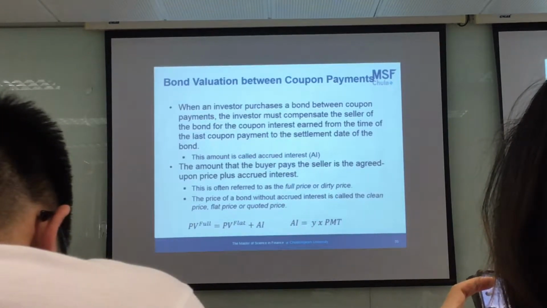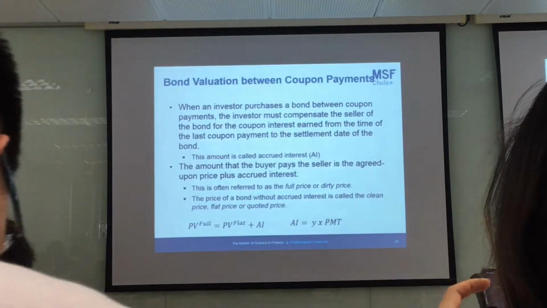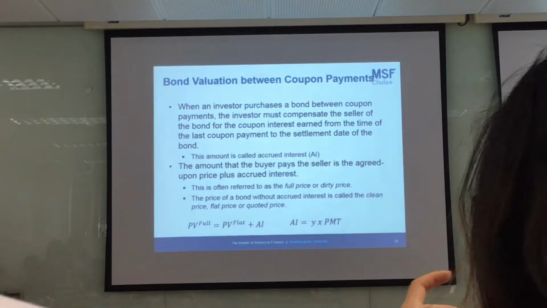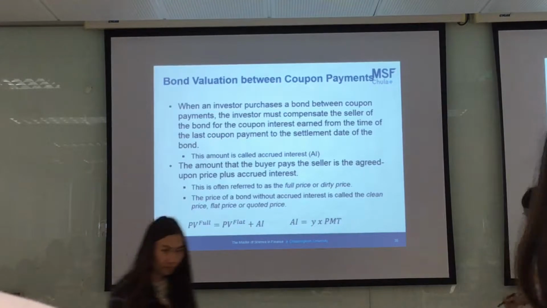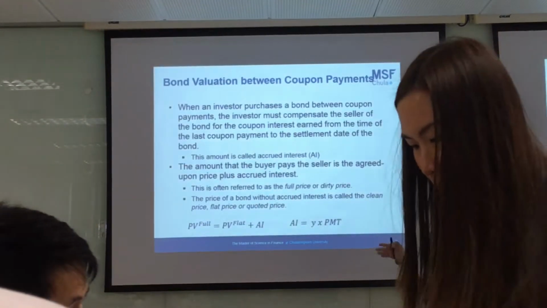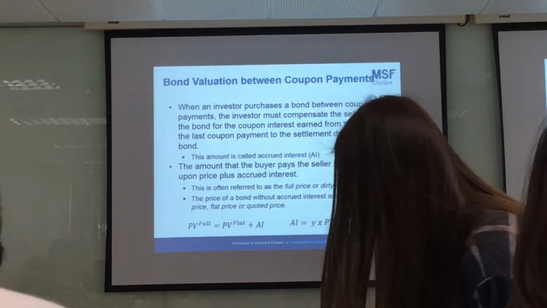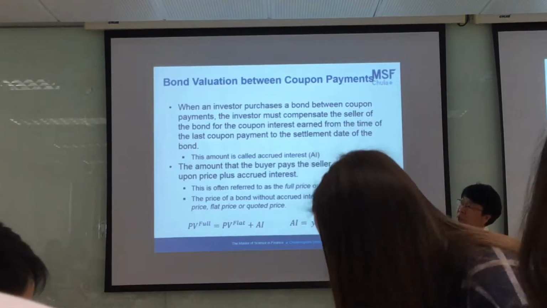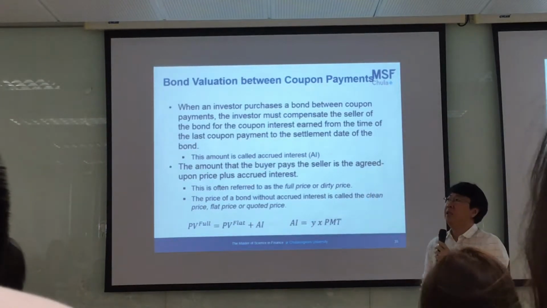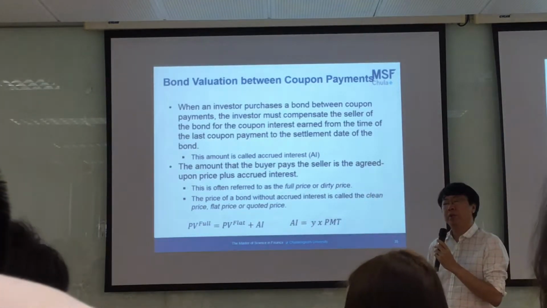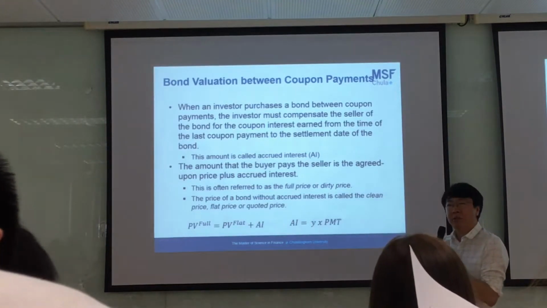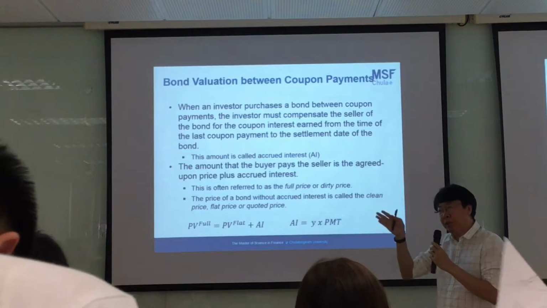We discuss how to price a bond that is paid in between coupon payment dates. As I already mentioned, the coupon must be shared between the new buyer and the existing bondholder. It depends on how long it has been since the last coupon payment until the settlement date.